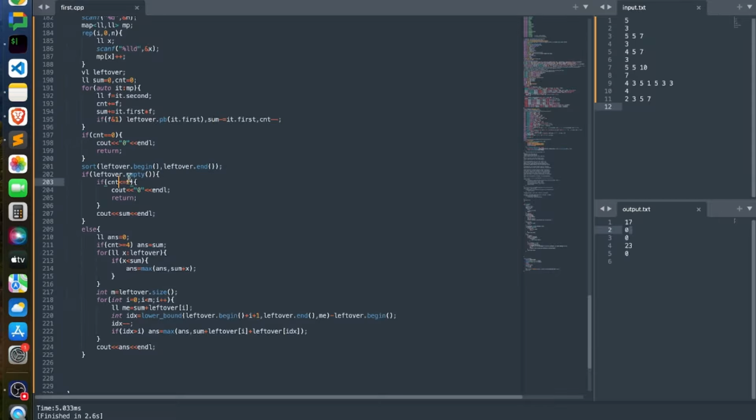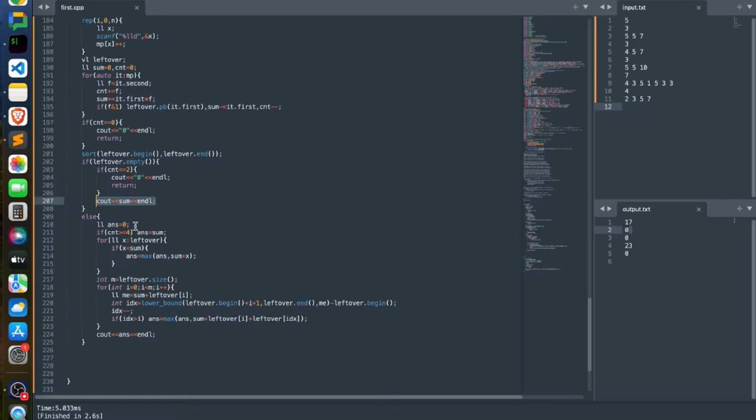First check if the leftover is empty. If the leftover is empty, then you don't have to worry about picking one or two leftover lengths. In that situation, just check if the count is less than or equal to 2. Since the count would be even for sure, if the count is 2, return the answer, because the polygon has to have at least 3 edges, right? So if the count is 2, there won't be any polygon possible, so return 0. Otherwise return the answer, the sum.